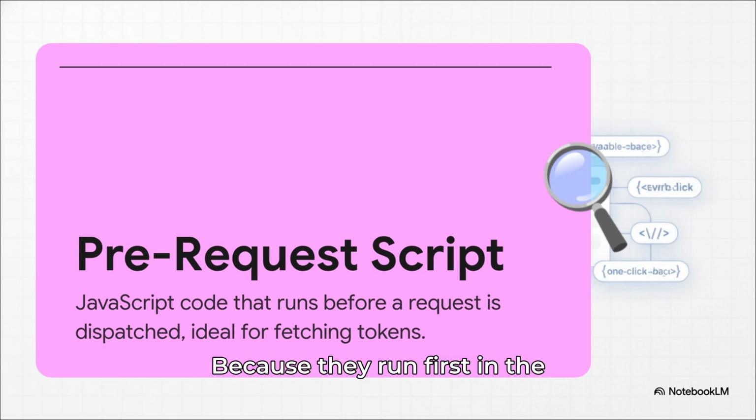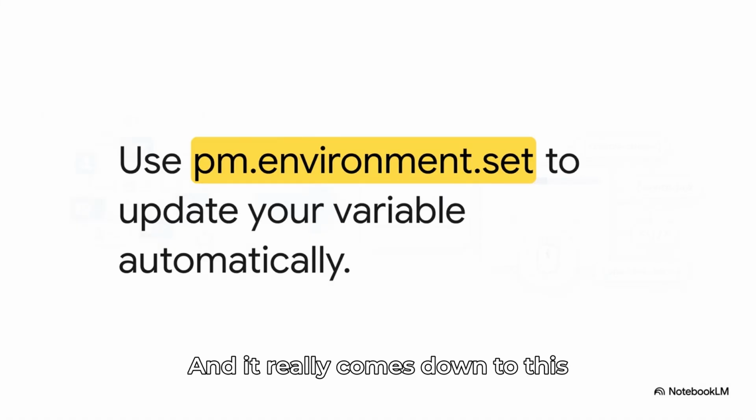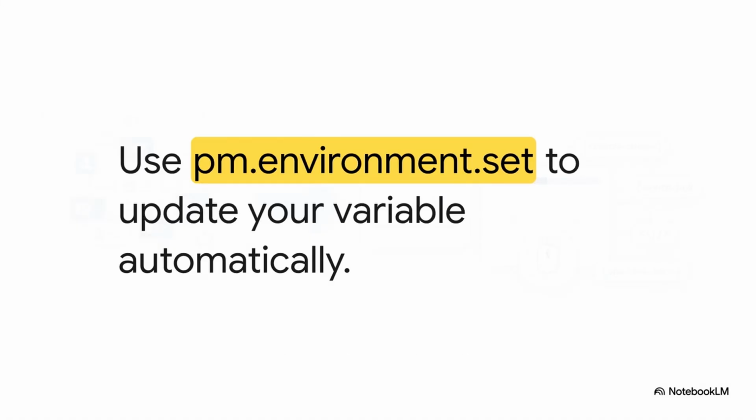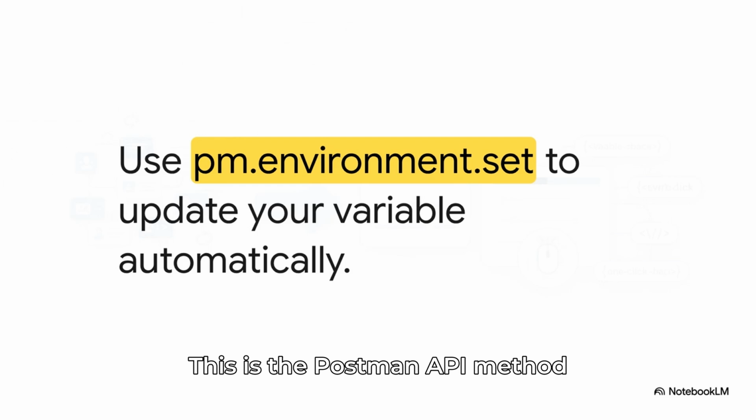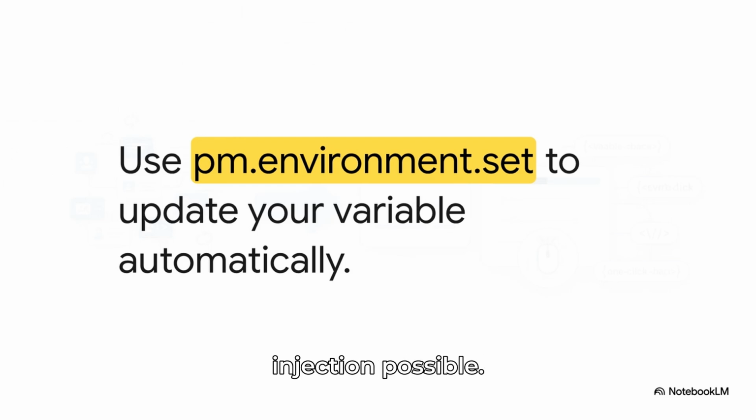Because they run first in the Postman execution order, they are literally the perfect tool for automating the incredibly cumbersome process of manually requesting, copying, and pasting access tokens. And it really comes down to this single line of code. This is the Postman API method that makes dynamic injection possible.